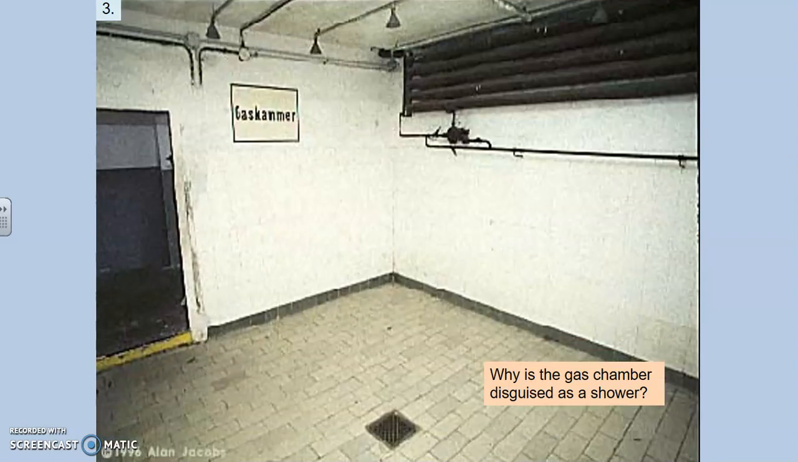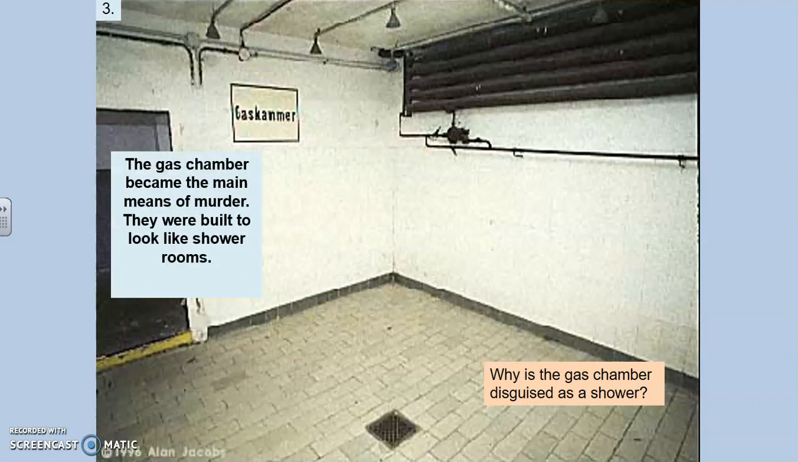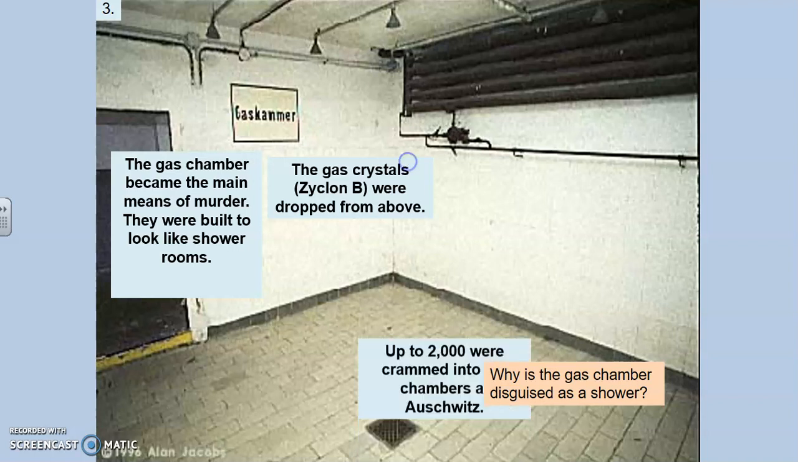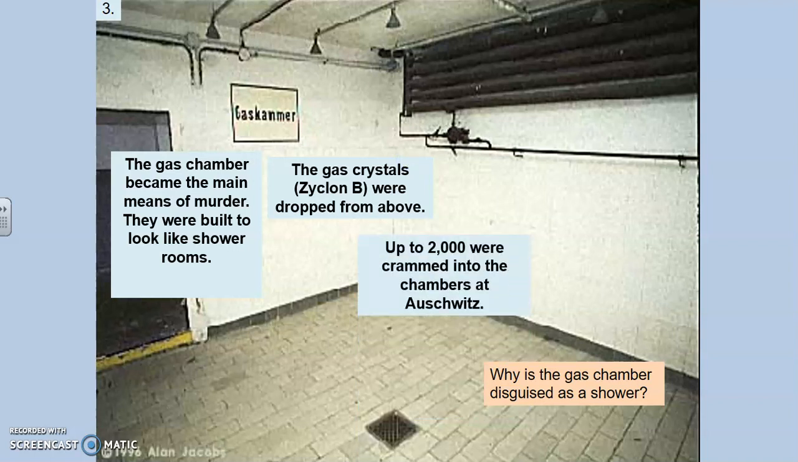Here you see a gas chamber. It's disguised as a shower. The gas chamber became the main means of murder. They were built to look like shower rooms. The gas crystals were dropped from above. They used a gas called Zyklon B. Up to 2,000 were crammed into the chambers at Auschwitz and other death camps. Take a moment to consider, why is the gas chamber disguised as a shower?